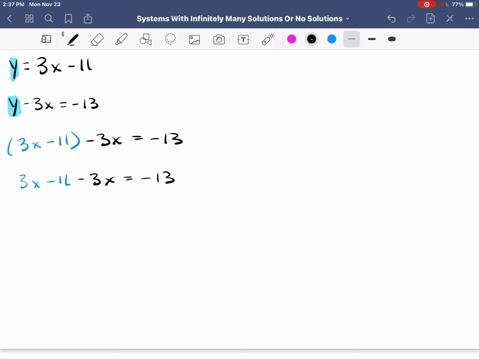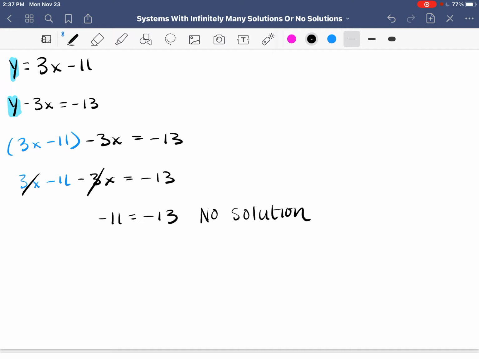Now, 3x minus 3x becomes 0 because they're saying $3. You lose $3, you got no dollars, okay? So we have negative 11 is equal to negative 13. We all know that is nowhere near true, okay? $11 and $13, nowhere near equal. So that basically tells us we have no solution, okay?